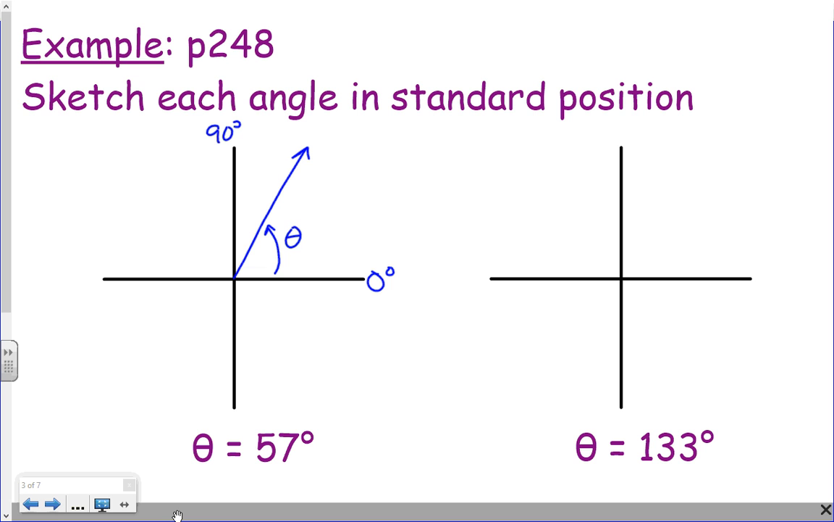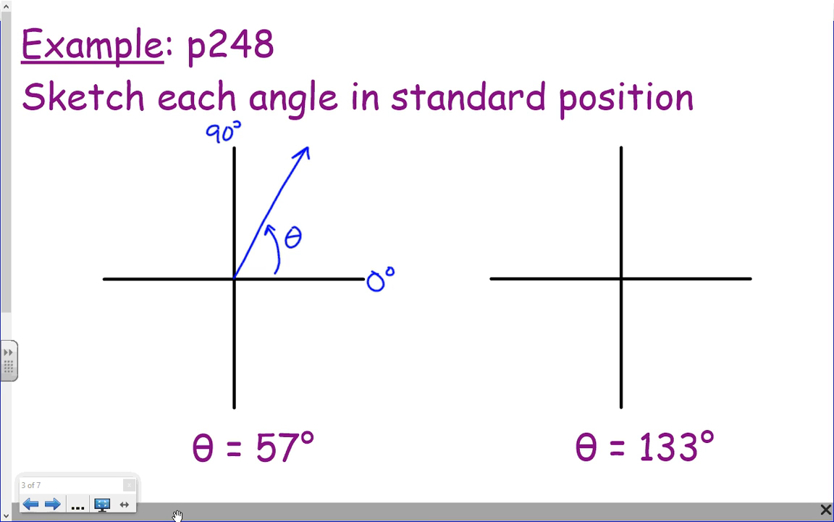But notice that my sketch involves three key things. I have a terminal side marked as a ray. I have an arc indicating the direction of my measurement, and I've also labeled it as theta. All right, let's move on to the next one.